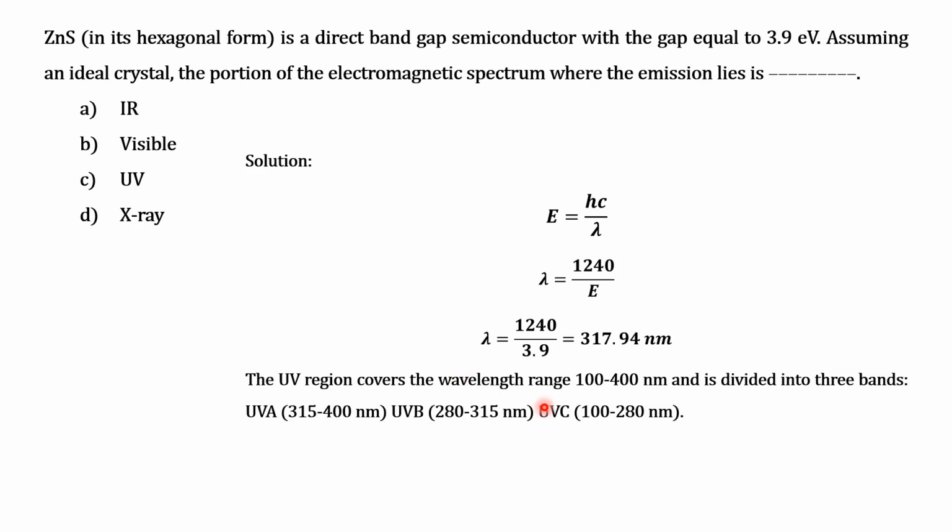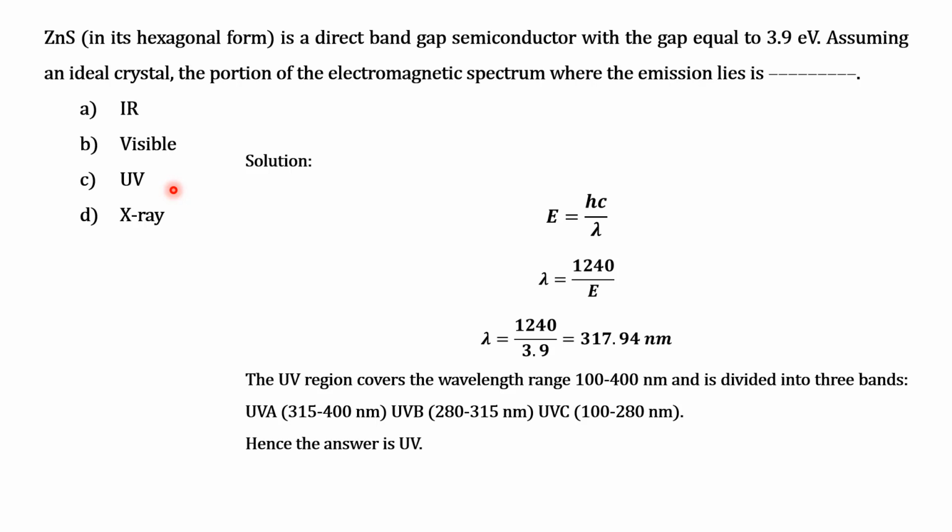So the UV region is basically from 100 to 400, and in that also it is divided as UVA, UVB and UVC: from 315 to 400, 280 to 315 and 100 to 280. So this 318 lies in the UVA region. So that is why the emission would be in the UV region. So is it clear? Yes, ma'am.